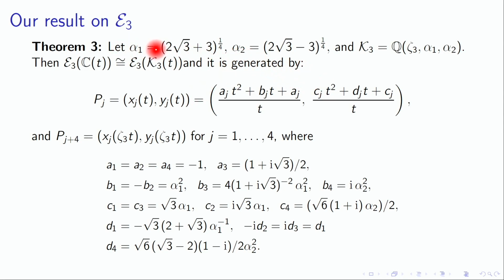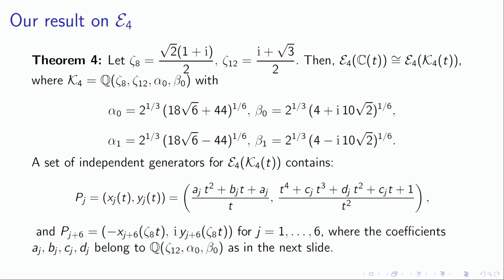For n equals 3, we have this theorem. If we let alpha 1, alpha 2 be these complex numbers, then the splitting field is equal to this one, and the points are given in this form, and also 4 points in this form, and the other 4 points come from some transformation given here, where the coefficients are here.